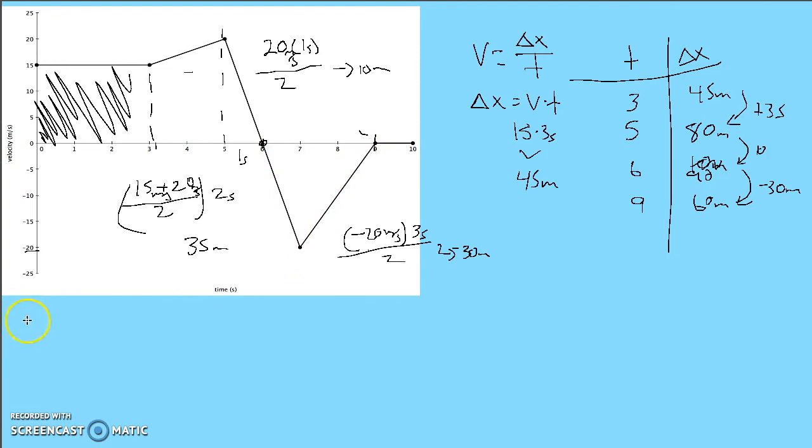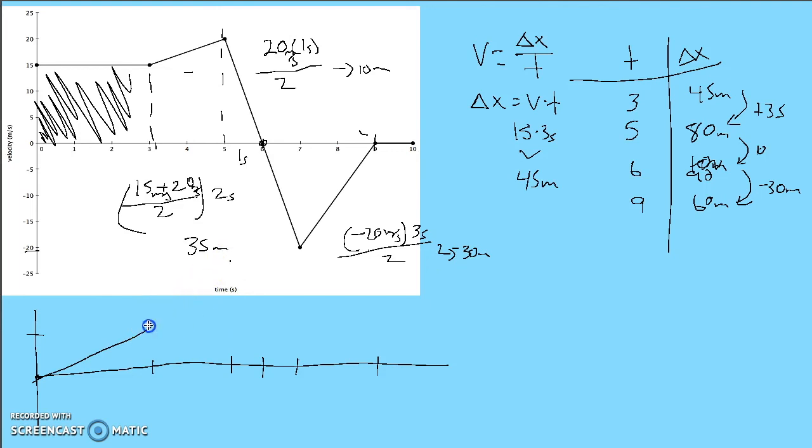So we're going to go ahead and sketch a graph to go with this, and it's not going to be exact, just going to be a sketch. I'm going to mark out the key points here. So the first part, we have some positive constant velocity. We started at 0, and at 3 seconds we'd gone 45 meters. So it's going to look like this. And then what you're going to notice from there, the speed increases to 20, and we go 35 meters in those 2 seconds. So additional 35 meters.